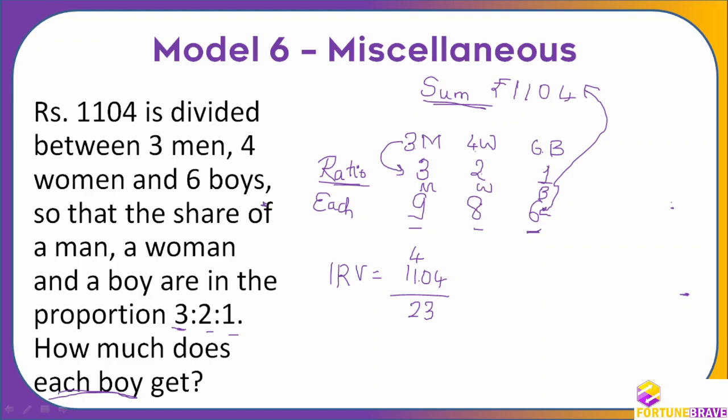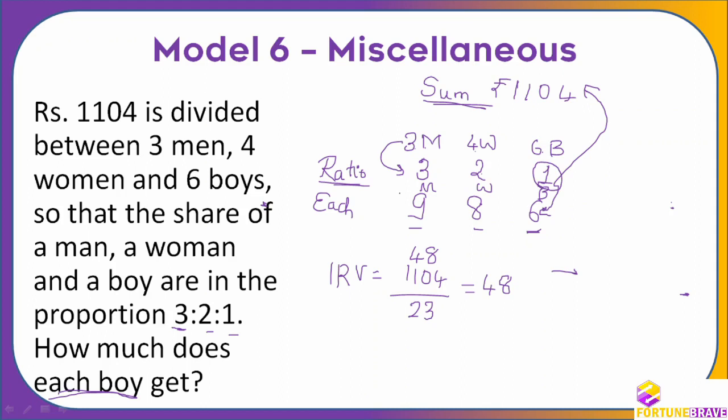So 23 into 4 will be what? 80 plus 92, and then what will remain? 8 plus 10 is 18, 184. So it is double. So 48. 23 into 48 is the answer. One ratio value is equal to 48. So each boy will get how much? Each boy will get 1 ratio value, right? So each boy will get what?